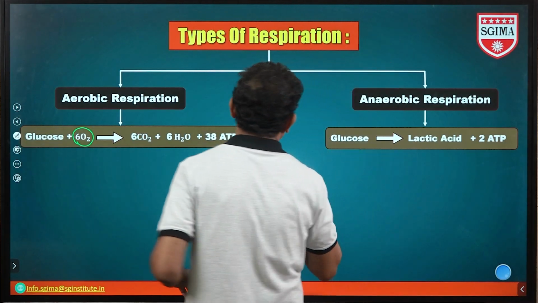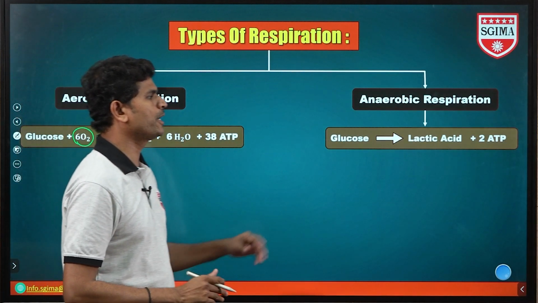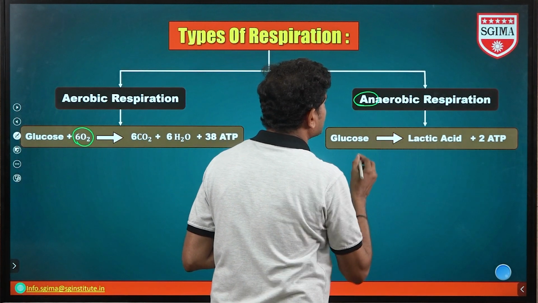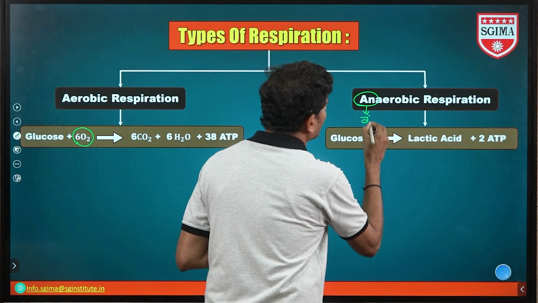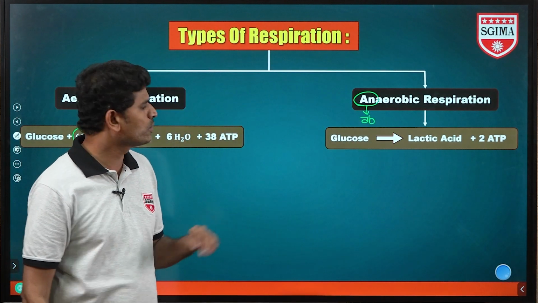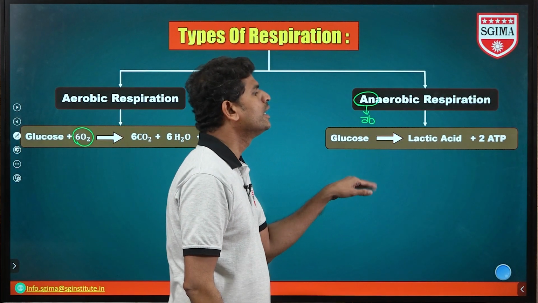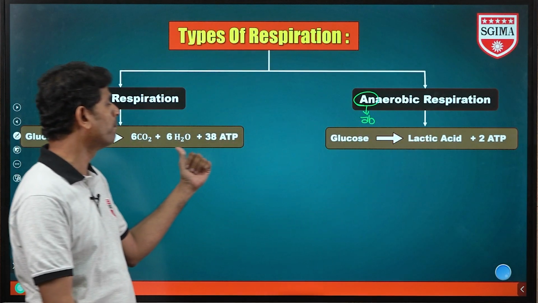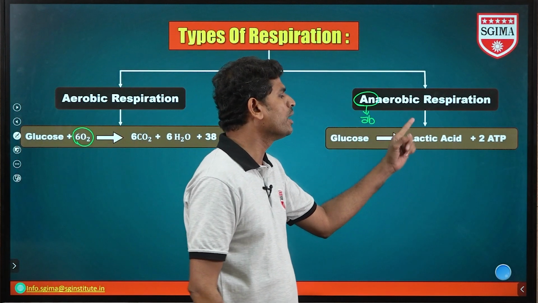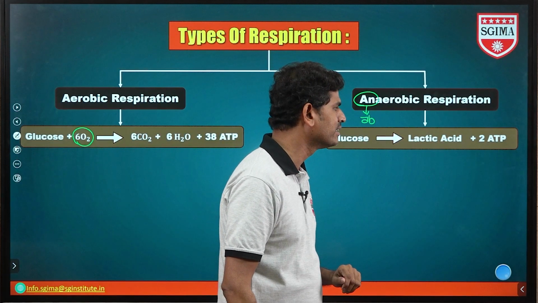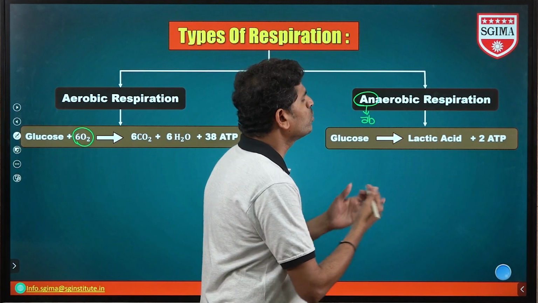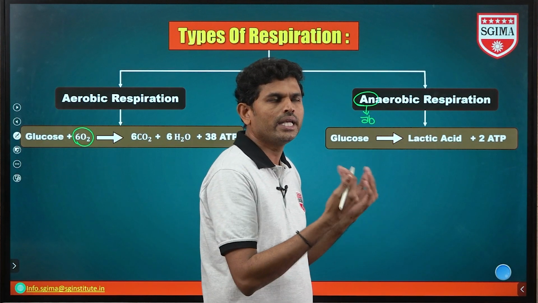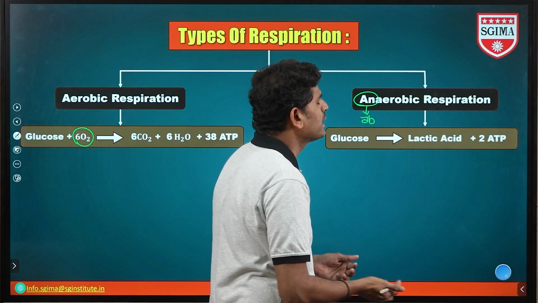Leave that. Next, second type, that is anaerobic respiration. Anaerobic, this word indicates absence of oxygen. So oxygen is not utilized here. In absence of oxygen, this glucose is not completely oxidized, here it is partly oxidized and produces lactic acid and less amount of energy. Not only lactic acid, this is in our muscle cells, lactic acid is produced, and outside of our body, which one?